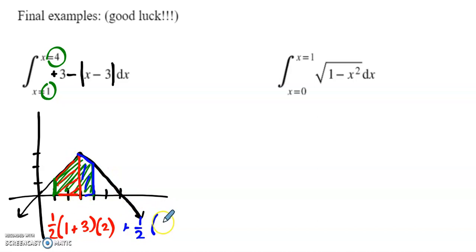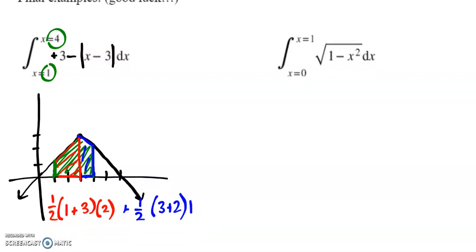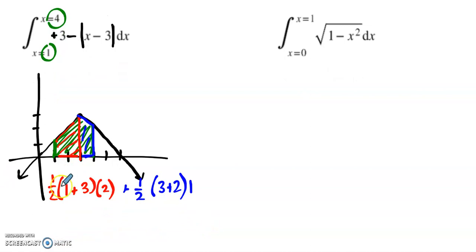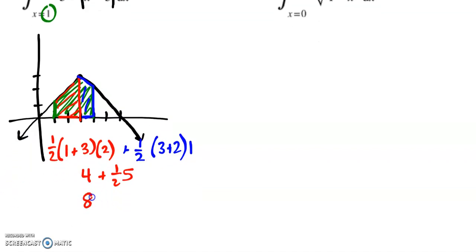This has a base of 3 plus a base of, when I plug in 4 to this function, I get 4 minus 3, which is 1, 3 minus 1, which is 2. And then my height here is just 1. So this is going to be half of 4, which is 2, times 2, which is 4, plus half of 5, aka 5 halves. So this will be 8 halves plus 5 halves for a total of 13 halves. Okay?